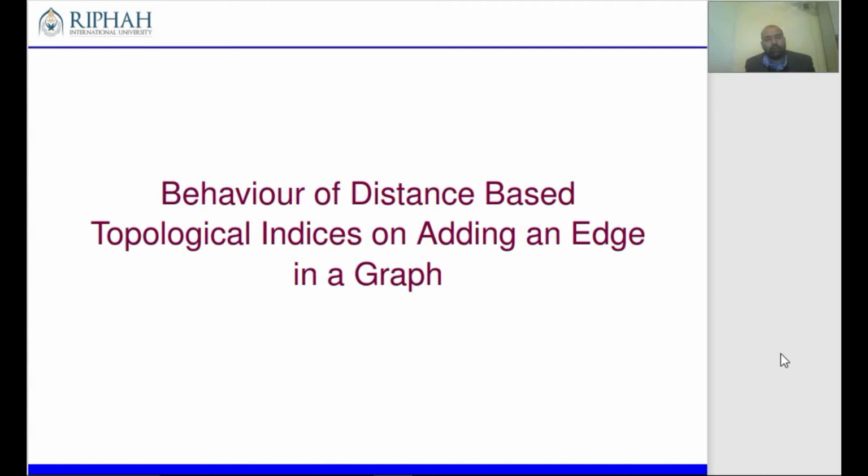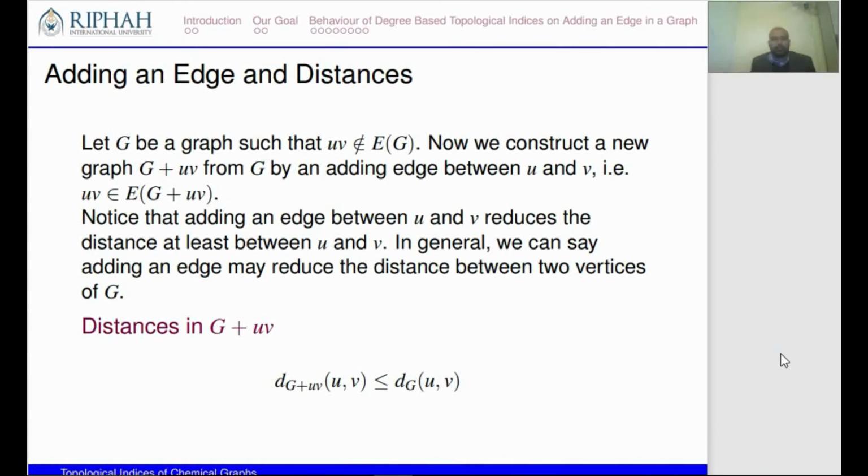Next we will discuss the behavior of distance based topological indices when we add an edge in graph G. Similarly we have a graph G and a new graph G plus uv. This time we can notice that adding an edge between two non-adjacent vertices u and v reduces the distance at least between u and v. Clearly we can notice that. Or in general we can say that adding an edge may reduce the distance between two vertices of G. I mean, maybe there are some vertices whose distance remains the same after adding an edge, but at least there are two vertices u and v whose distance is now 1 after adding the edge.